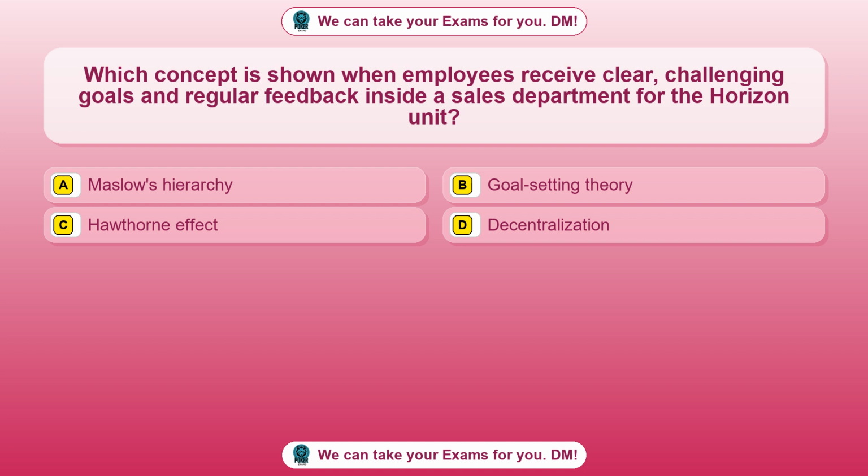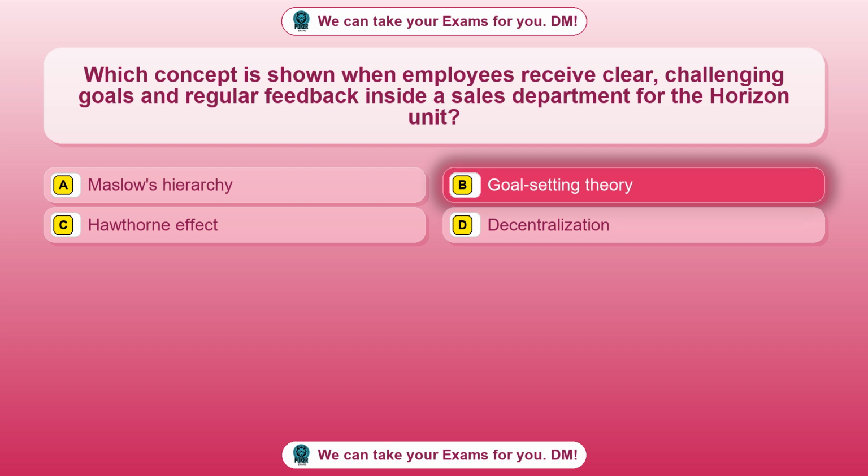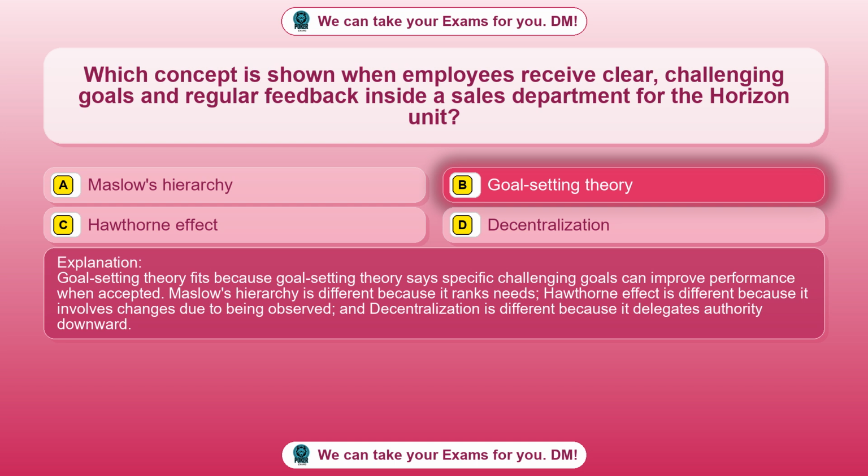Maslow's hierarchy. Option B. Goal-setting theory. Option C. Hawthorne effect. Option D. Decentralization. The correct answer is option B. Goal-setting theory. Goal-setting theory fits because goal-setting theory says specific challenging goals can improve performance when accepted. Maslow's hierarchy is different because it ranks needs.